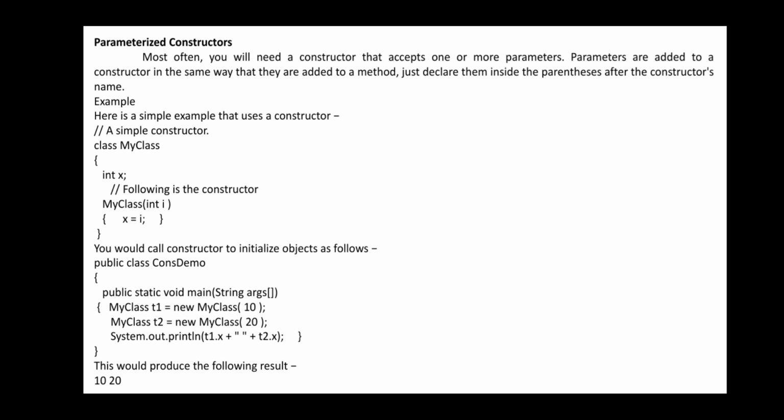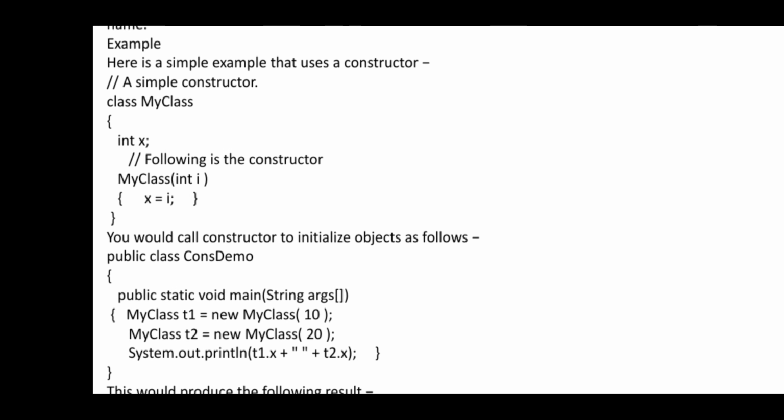Here, most often you will need a constructor that accepts one or more parameters. In a default constructor you are not going to pass any values, but within a parameterized constructor you are going to pass one or more parameters in the form of values. Parameters are added to a constructor in the same way that they are added to a method. Just declare them inside the parentheses after the constructor name. You can check with the example here.